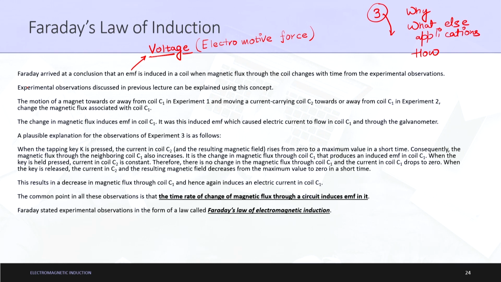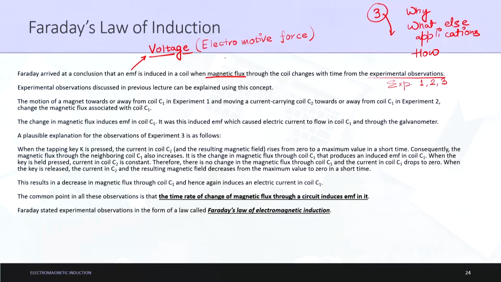So, Faraday arrived at a conclusion that an EMF is induced in a coil when the magnetic flux through the coil changes with time, from the experimental observations. Here, experimental observations denote the experiments we conducted yesterday, which I told you about, 1, 2, 3, and several other experiments which were kept on being done by these scientists.